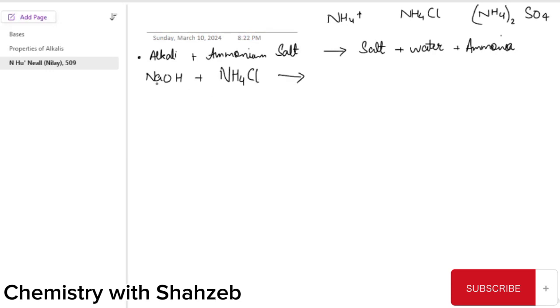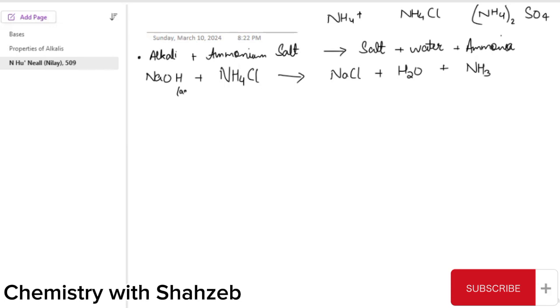Sodium is positively charged, chloride is negatively charged. So it would react and form sodium chloride with water and with the release of ammonia gas. First of all, look at this: is it balanced or not? We can say yes, it's already balanced, because there are the same number of atoms on both sides.